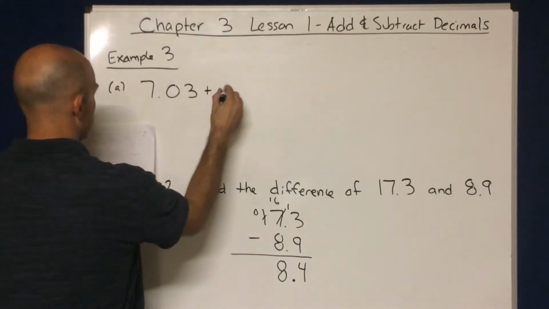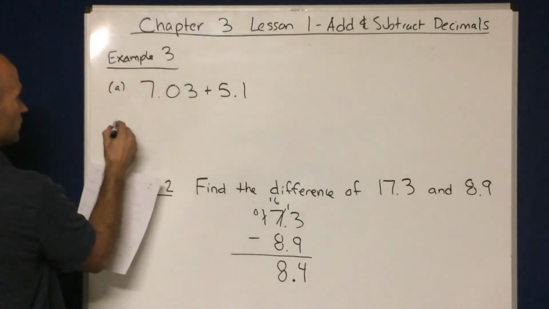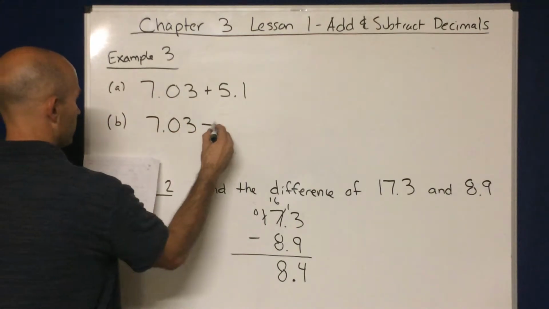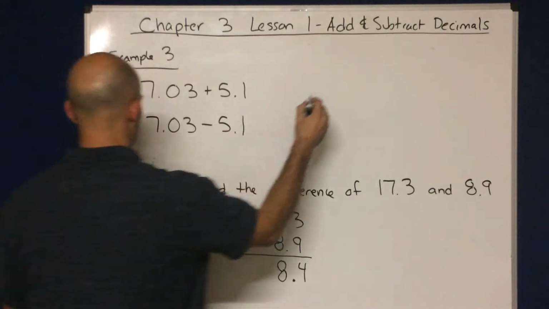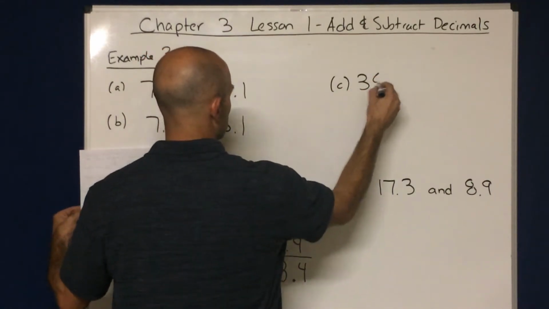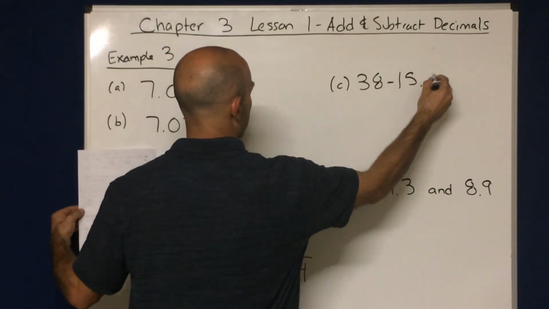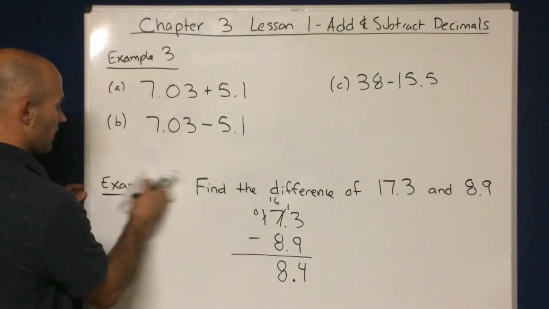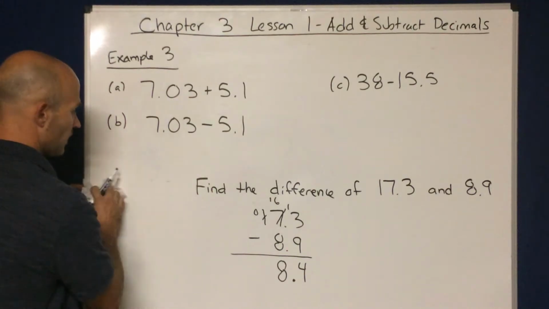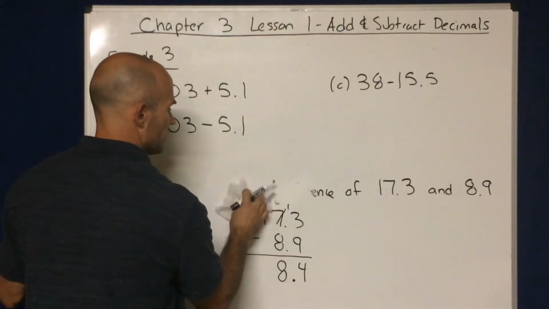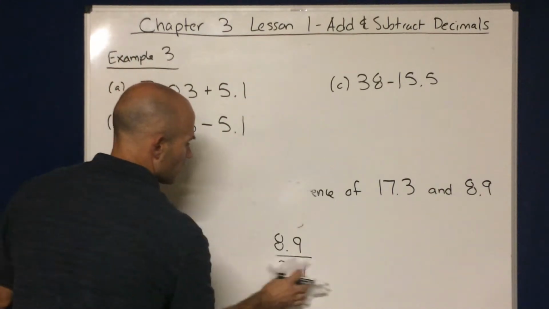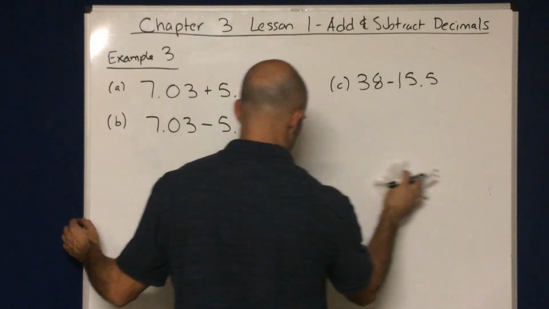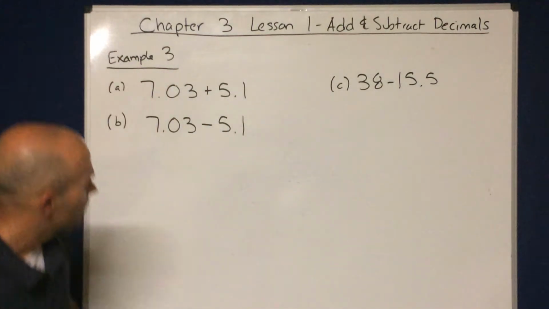7.03 plus 5.1. If you think you know what happens with these, you should go ahead and try it. 7.03 minus 5.1. And perhaps one more, 38 minus 15.5. What's really nice also about these types of problems, when you compare them to what you've been working on in Chapter 2, is that these ones usually go a bit quicker and seem to be a little bit more straightforward because you're just doing a very specific task. All right, so let's begin with this first one.